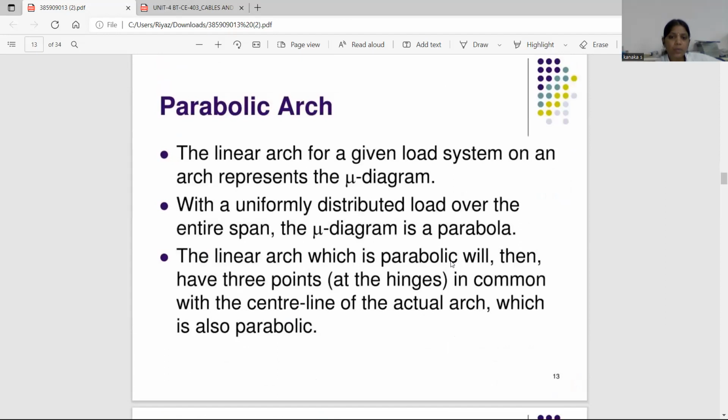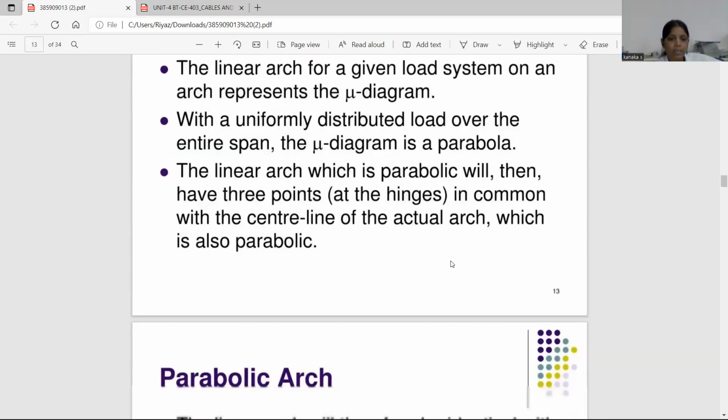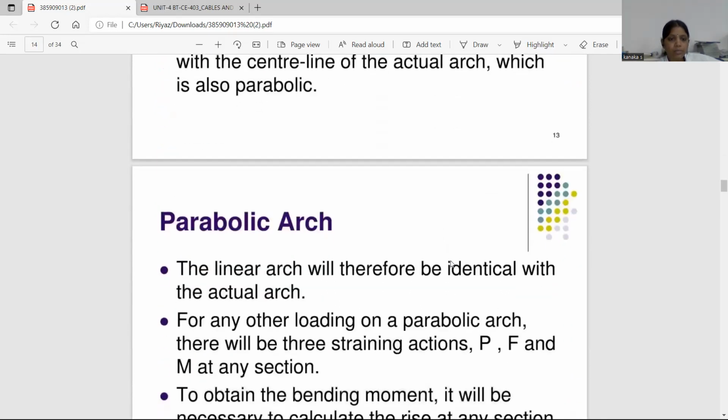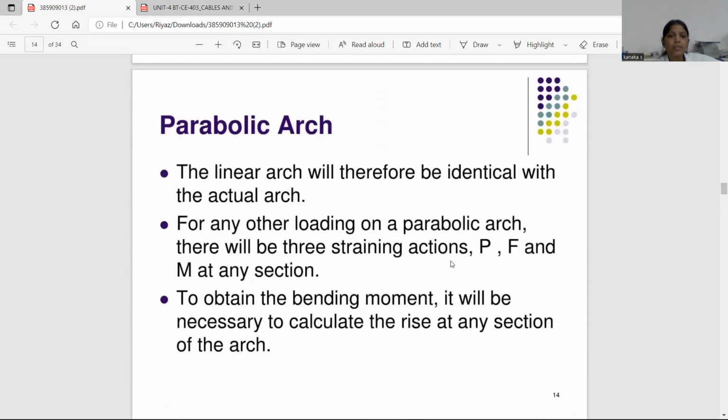For a given load system on an arch, the linear arch represents the thrust line diagram. With a uniformly distributed load over the entire span, the diagram is a parabola. The linear arch, which is parabolic, will then have 3 points at the hinges in common with the center line of the actual arch, which is also parabolic. The linear arch will be identical with the actual arch.